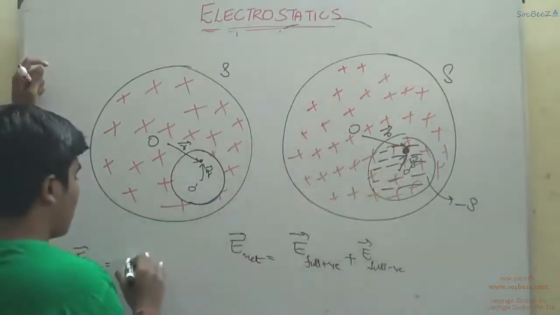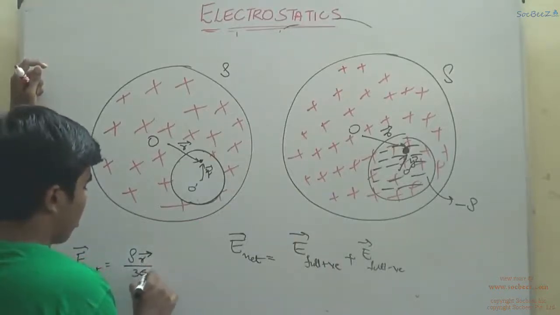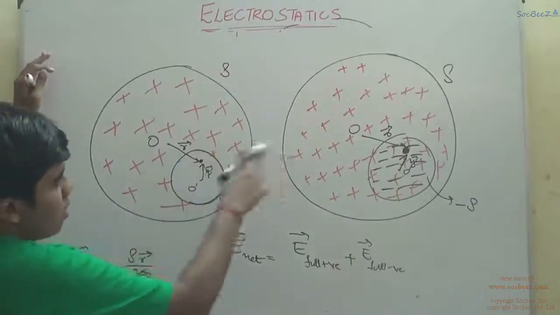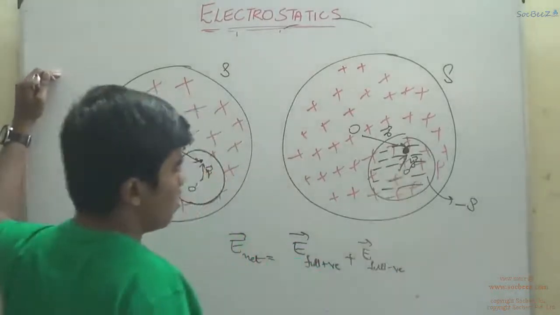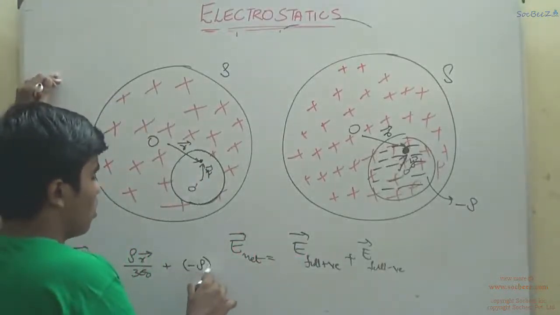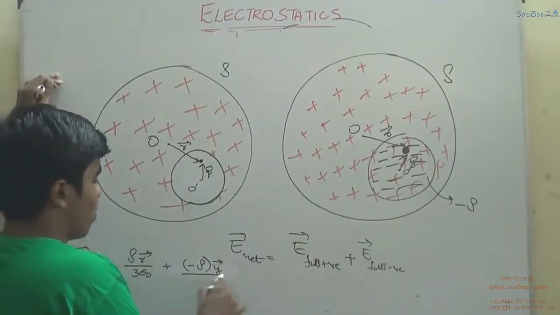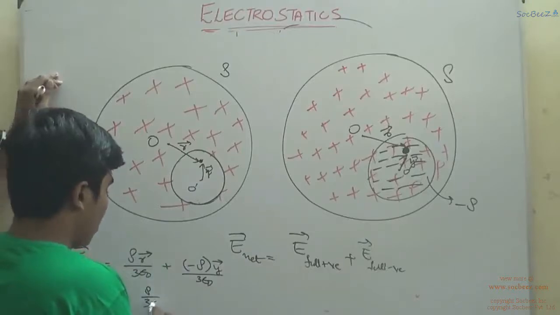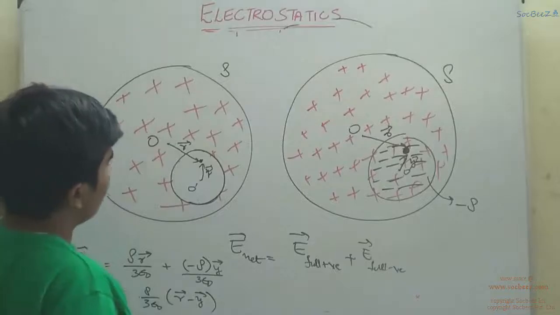Just now we have found out that the electric field due to the full positive will be E = rho r vector by 3 epsilon naught. I don't care about the direction right now since I am writing those vectors. Plus, what is the electric field due to the full negative? This will be equal to minus rho, because this is negative, times y vector by 3 epsilon naught, which is equal to rho by 3 epsilon naught times (r vector minus y vector), right?